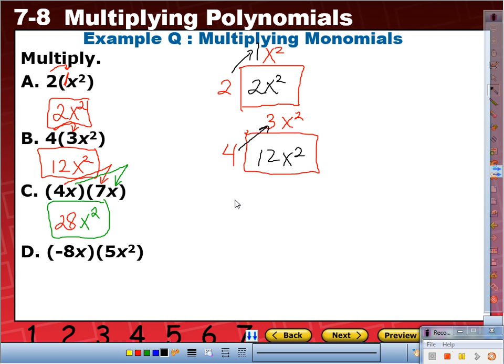Okay, let's use our area model. Here it is. I'm going to write 4x and 7x. So 4 times 7, that's 28. And x times x, that's x squared. See if you can do D by yourself. Also, distribute and use the area model.